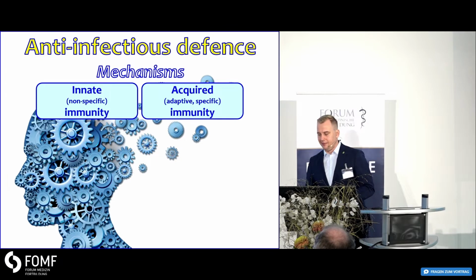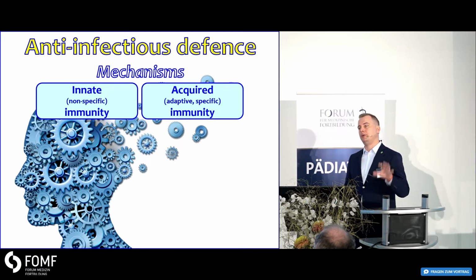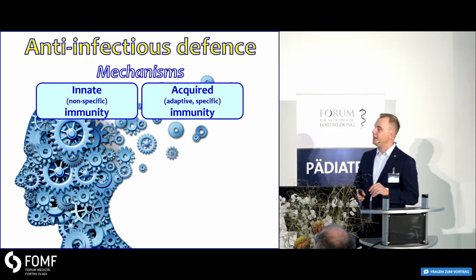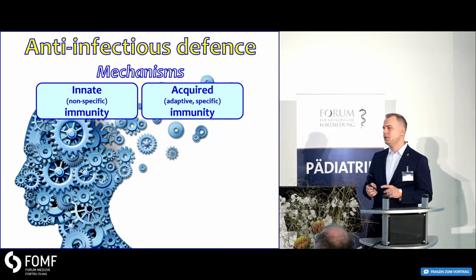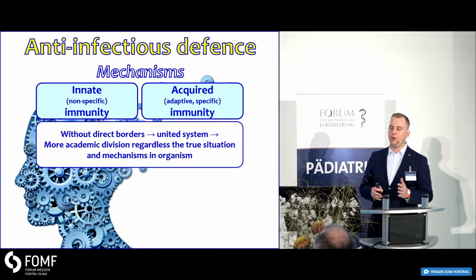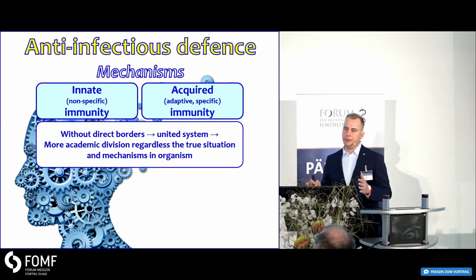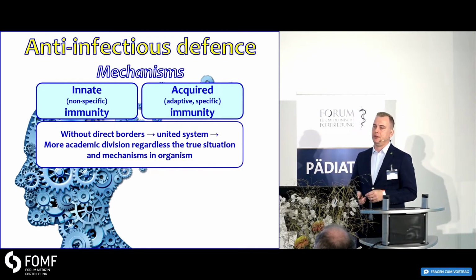This is quite a typical slide from the immunology lectures at medical university, where we discriminate between innate immunity and acquired immunity. Unfortunately, this division is only academic. This is not the real situation in the body, because we do not have direct borders between these two parts of the immunity, and each immune reaction consists of both.